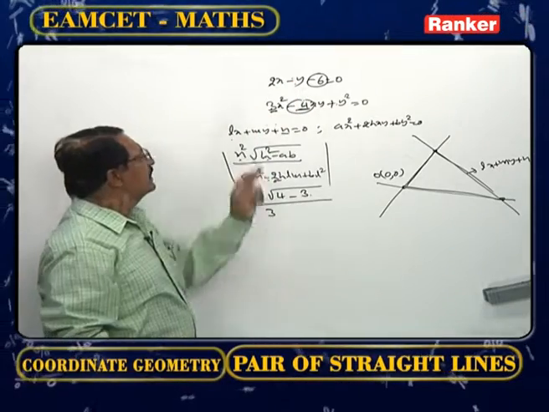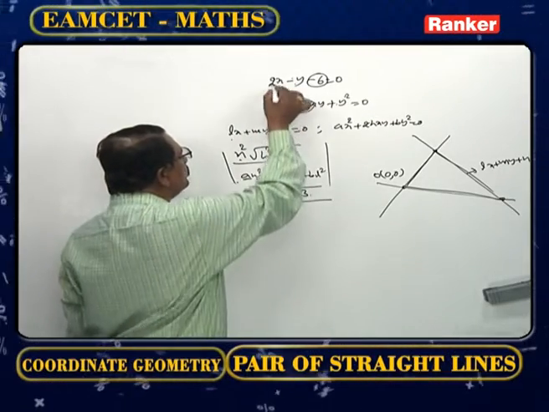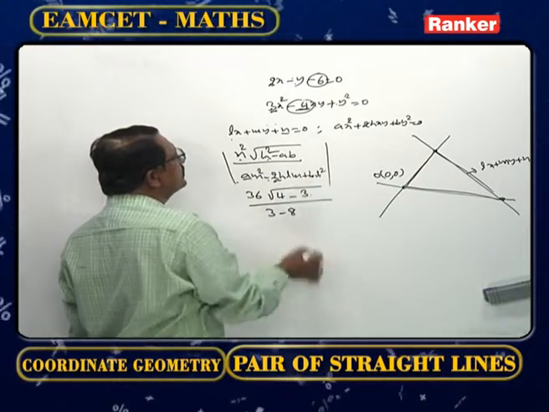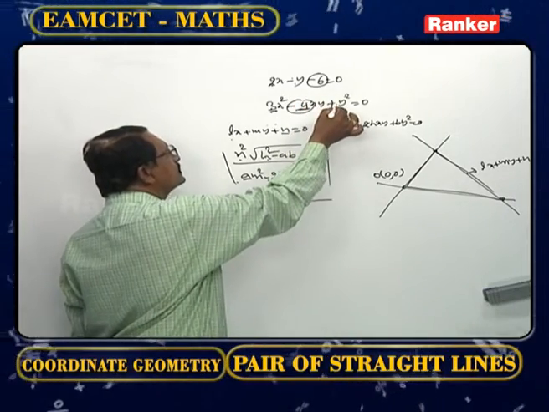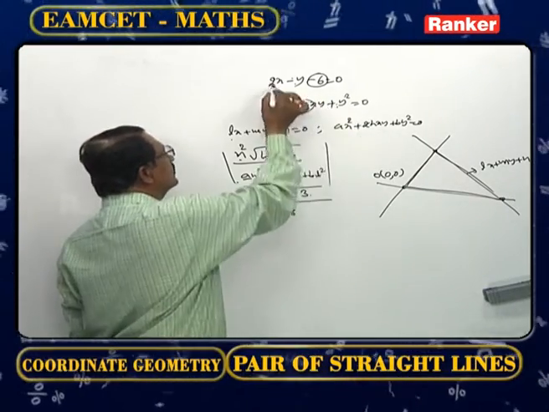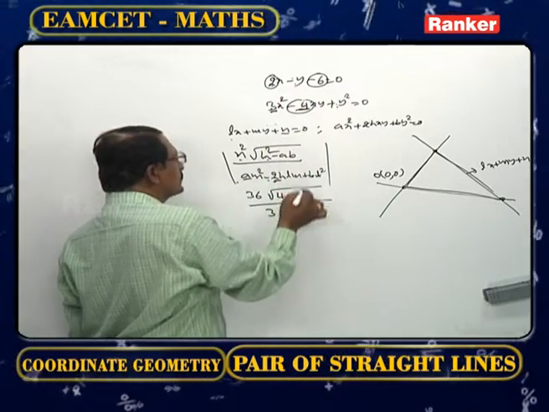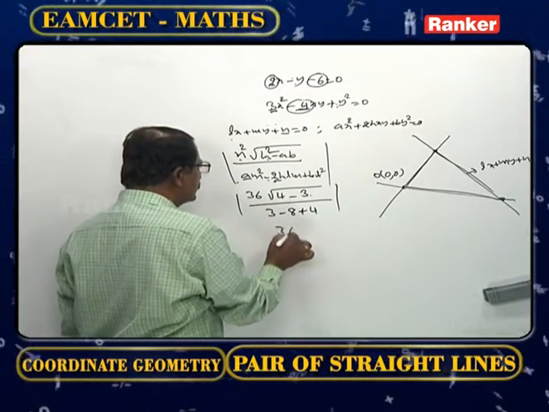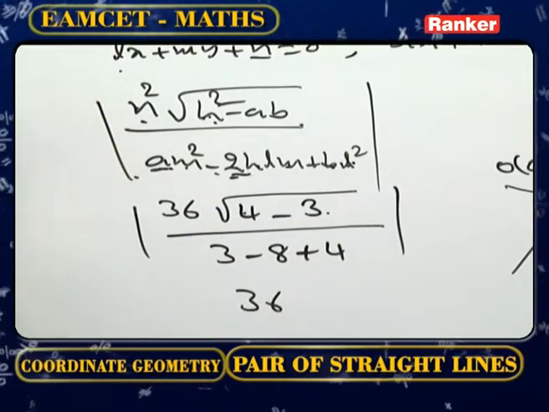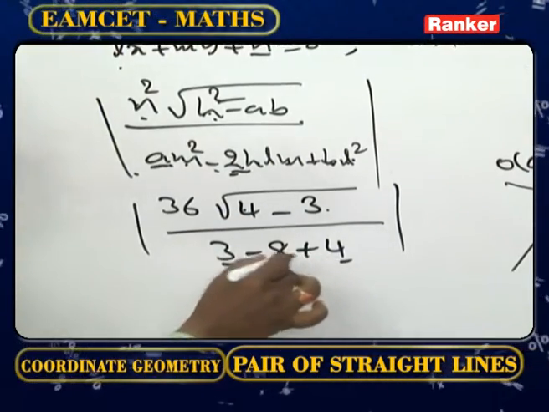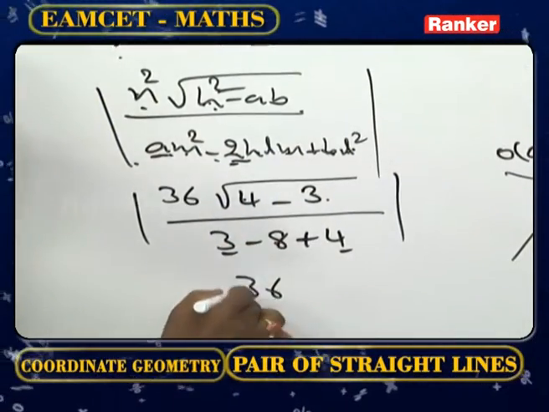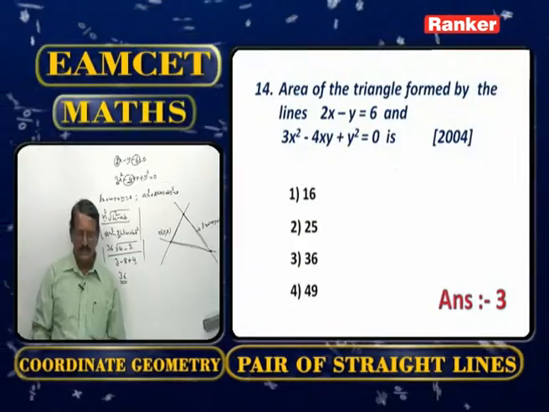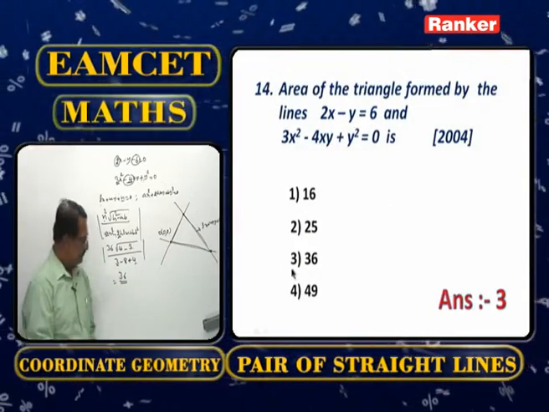l is 2, m equals minus 1, we get 2 into minus 4, minus 8, plus bl square, b equals 1, l square, l is 2, now l square equals 4, so that equals 36 into square root of 4 minus 3, 1 by 3 plus 4, 7, minus 1 modulus, then we get 36 square units. 36 square units, third option.